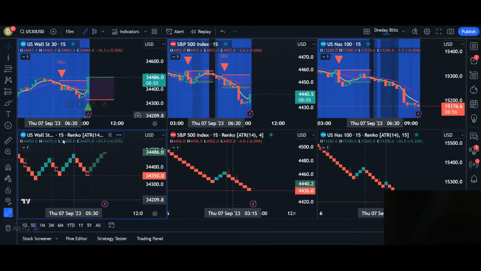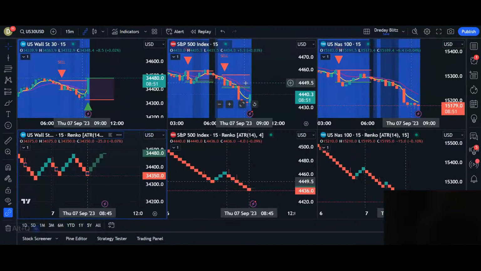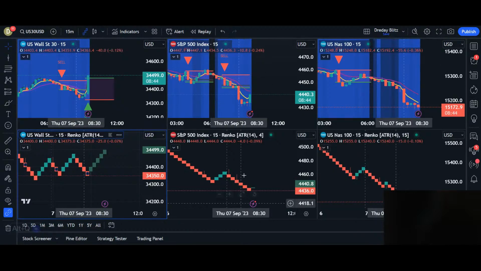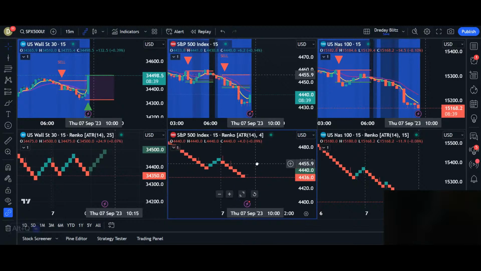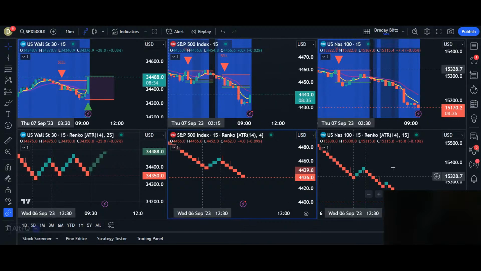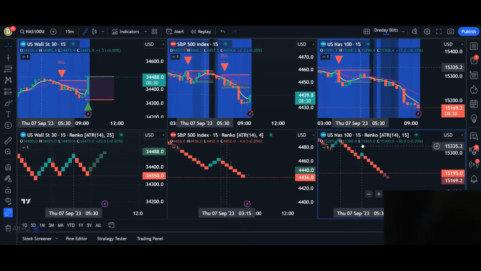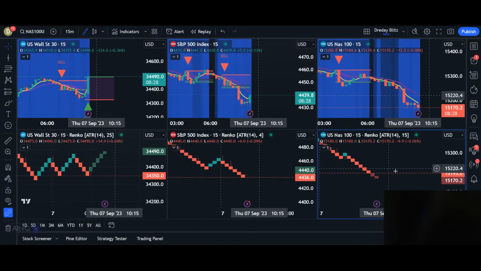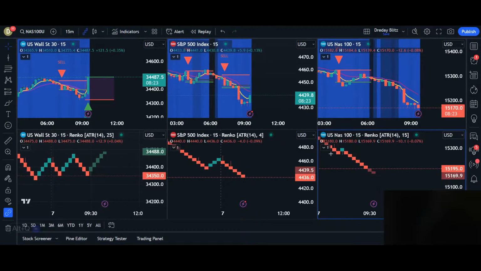So right now the price is pushing up. On US 30 and on S&P 500, it's pushing up too. Let's see. S&P 500 is still showing bearish, and Nasdaq is still showing bearish here.